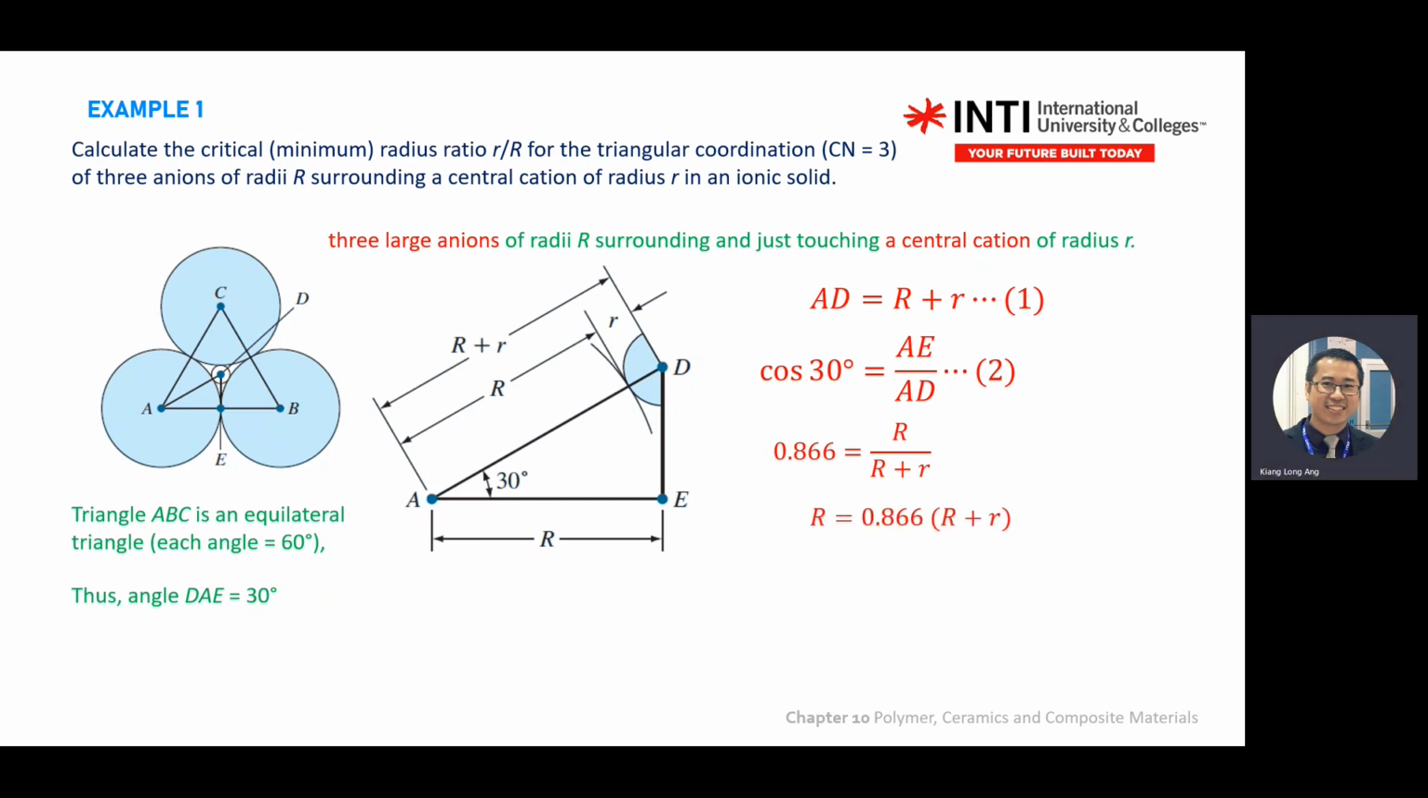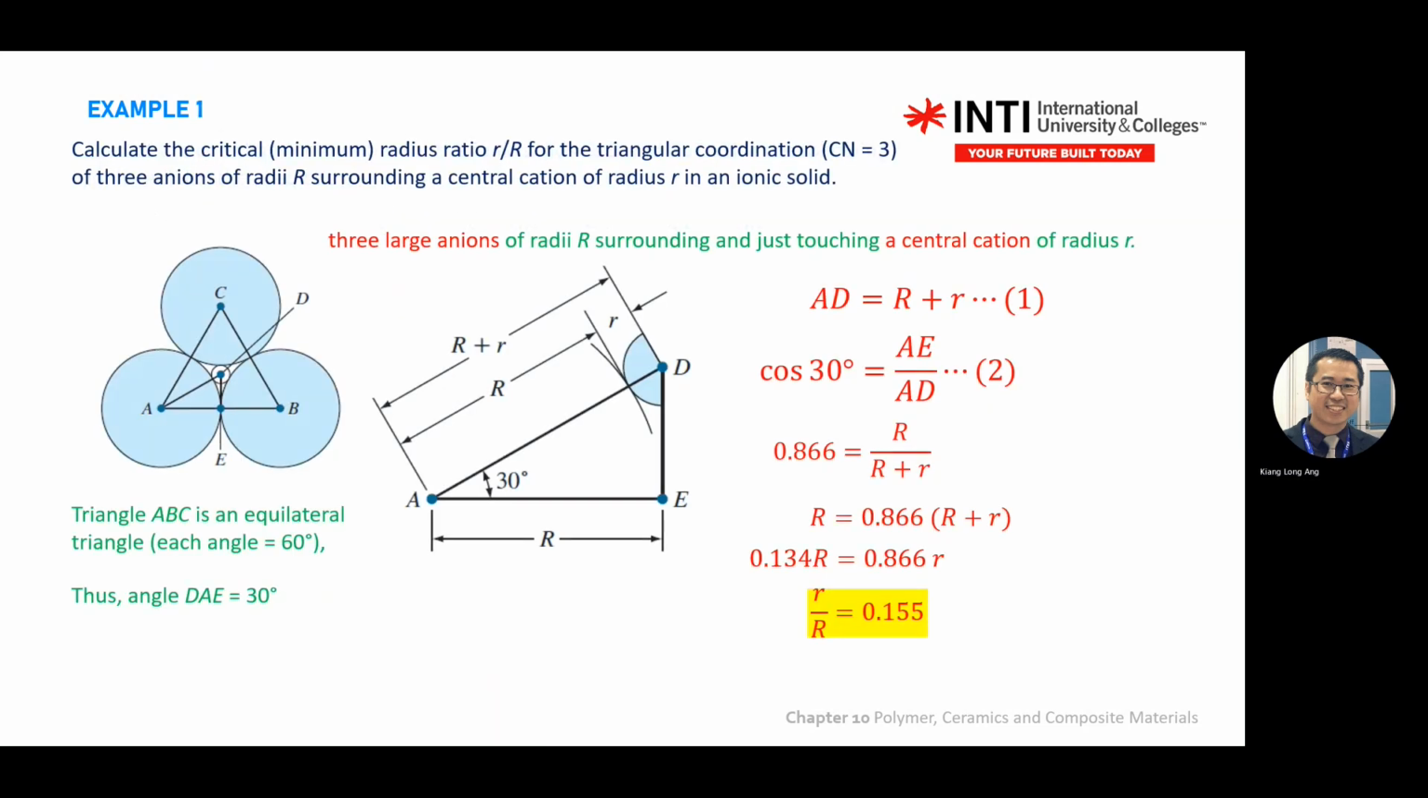Then you rearrange the equation. You pull the denominator to the left hand side. Then you get the relationship between r and R. Then the question asks you to find what? Critical radius is this one: positive divided by negative. In this case, your positive is small r, negative is big R. So you take the numbers, you rearrange, you get the radius ratio equation. You get 0.155.